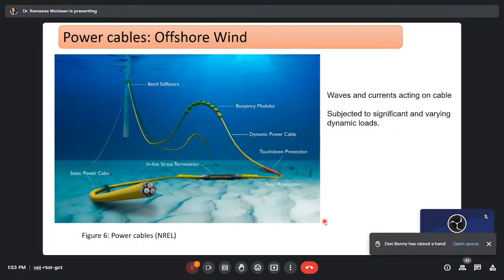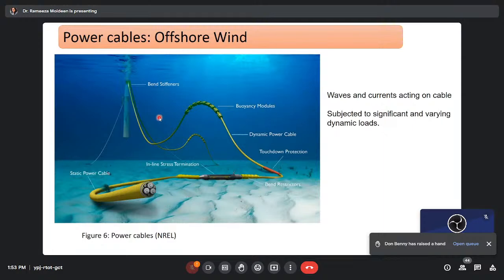But there is a portion which will stand in the wave. So this length, which is standing in the wave, is the main concern, because this will be affected by dynamic load. That is, waves and currents will be acting on this portion of the cable, which makes it a dangerous design concept. So this will be subjected to all the loads, and they will vary, and this is the main part which will cause the failure of the offshore wind platform.